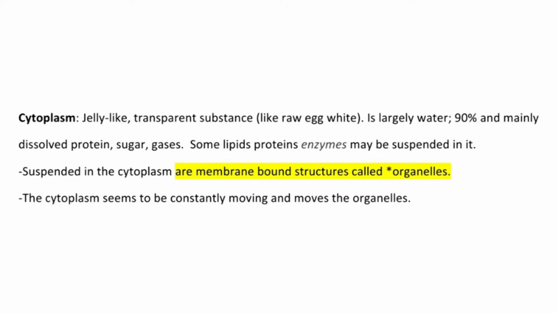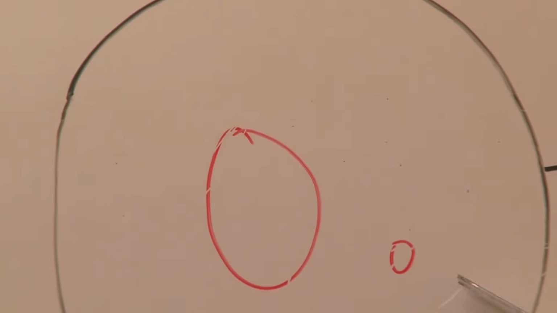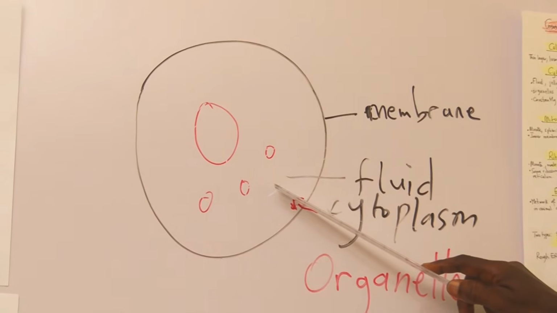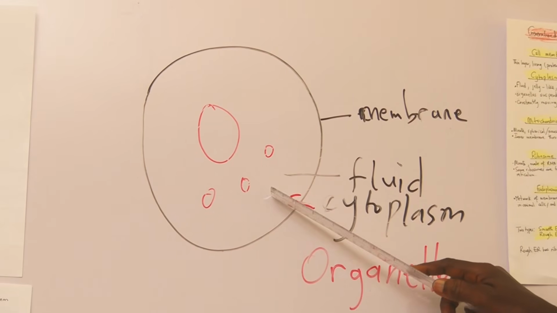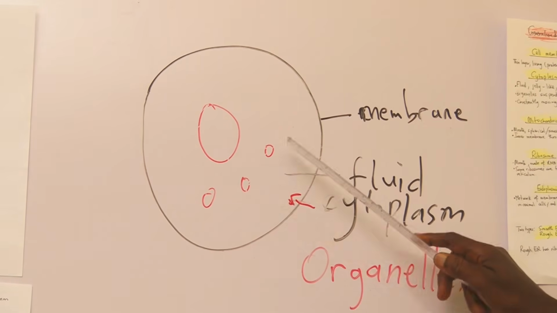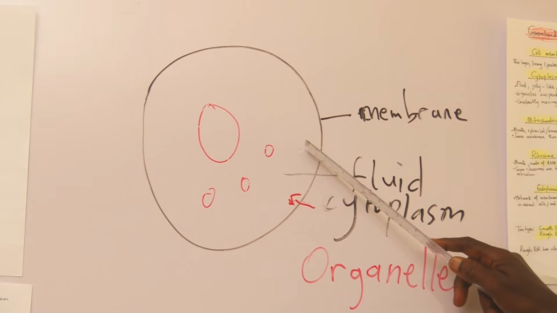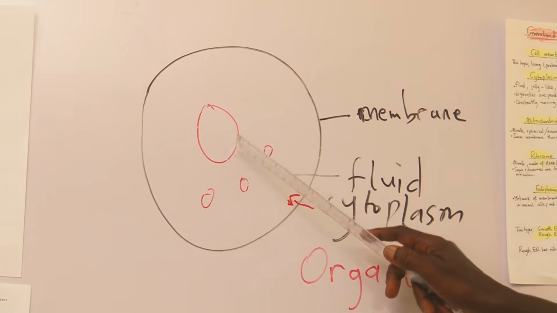Two, the cytoplasm will also have organelles suspended in it, membrane-bound spaces. They are suspended in the cytoplasm. And the cytoplasm is seen to be constantly moving about, slightly moving the organelles about. So what's the function of the cytoplasm? Well, it prevents the cell from drying up. It suspends the organelles.